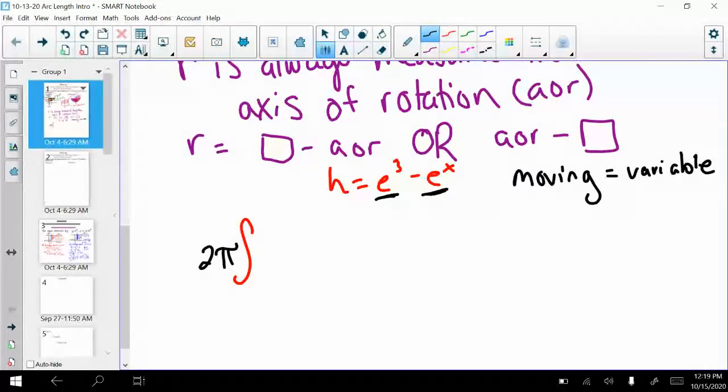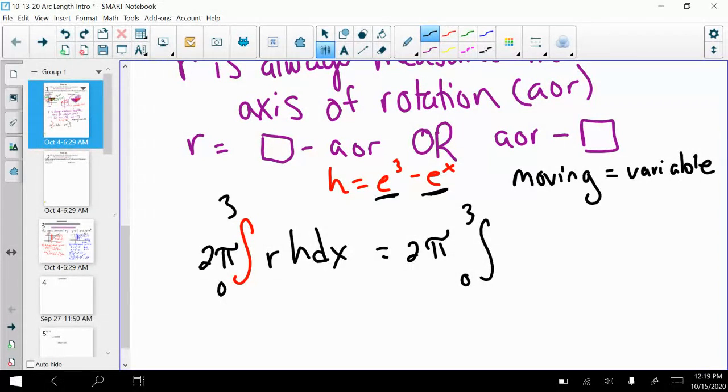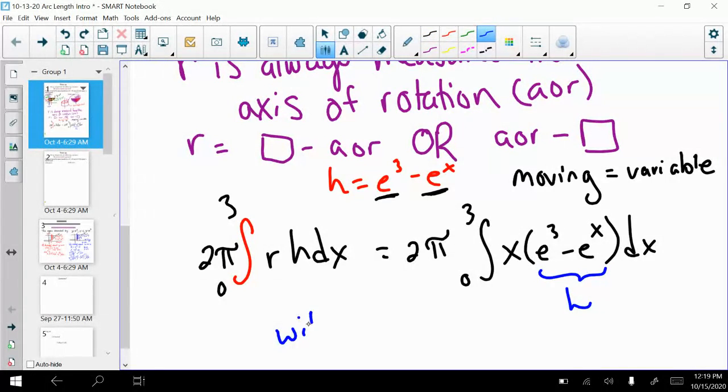So that's how we get the 2 pi r h dx from 0 to 3, which is really 2 pi integral from 0 to 3. Our radius at any given time is x because it's measured from the y-axis. Then it's e cubed minus e to the x dx. This is our height. This isn't too terrible of an integral to do with your calculator. We don't know yet how to integrate x e to the x, so we can't do it by hand. So do this with your calculator; that part I'm not concerned about.